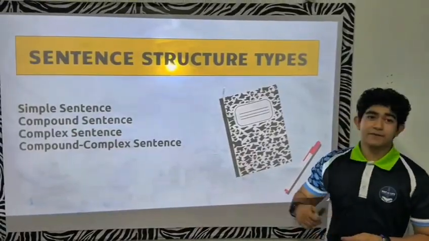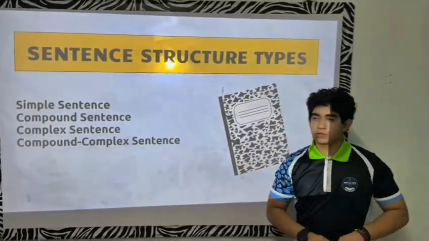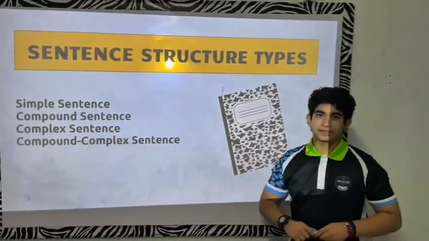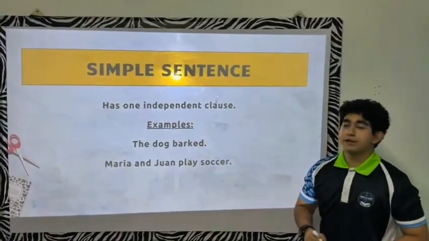Now we're explaining the sentence structure. What types of sentence structure are there? Okay: simple sentence, compound sentence, complex sentence, and compound-complex sentence. The first one, simple sentence.